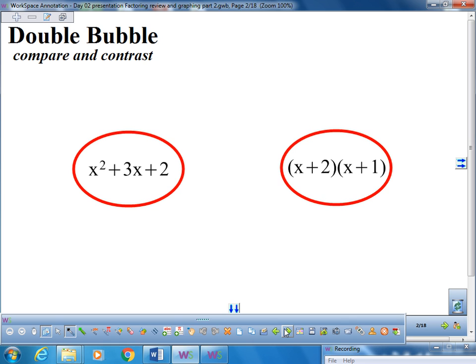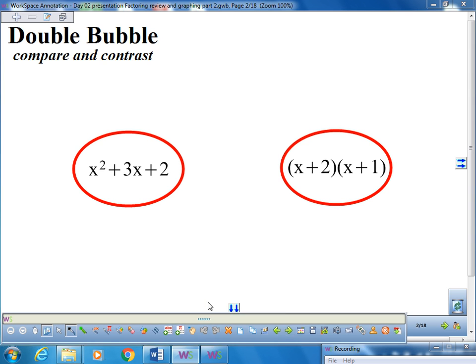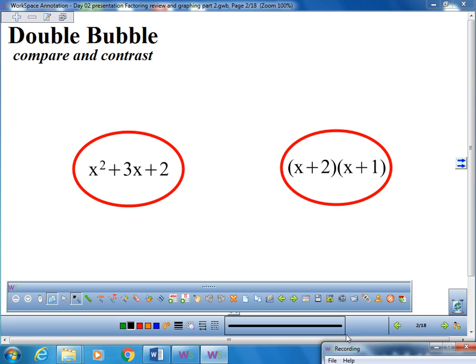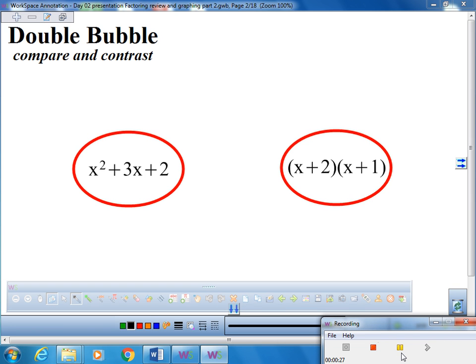All right, this is called a double bubble. Let's compare and contrast these two. So just for the next 30 seconds, talk in your group about things that they have that are similar, and things that are different, comparing and contrasting. Go. Okay, what'd you guys come up with? They're the same?